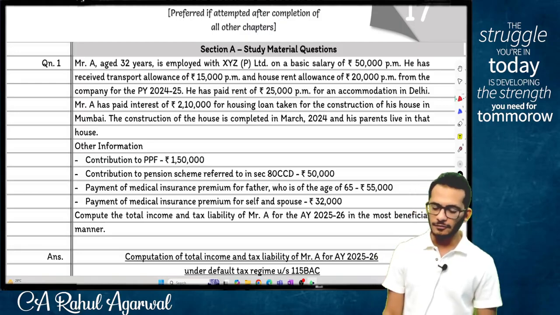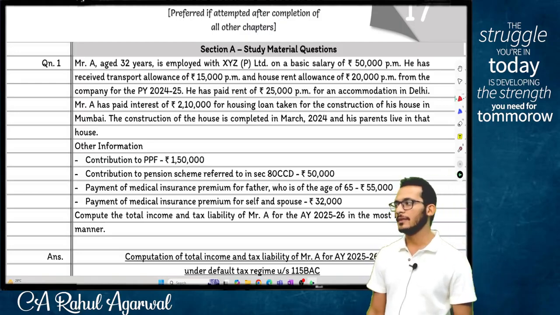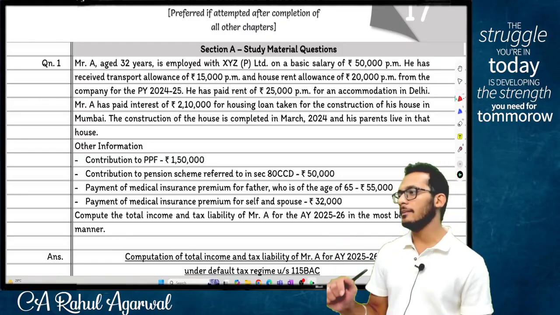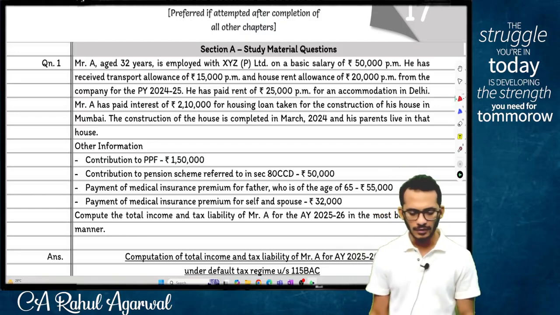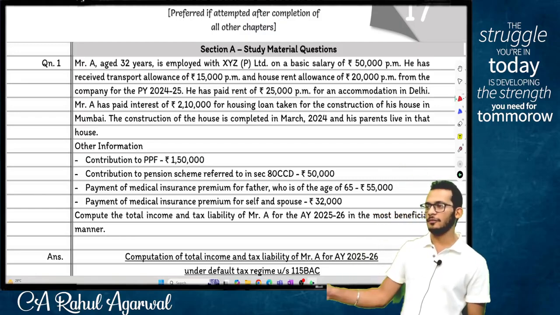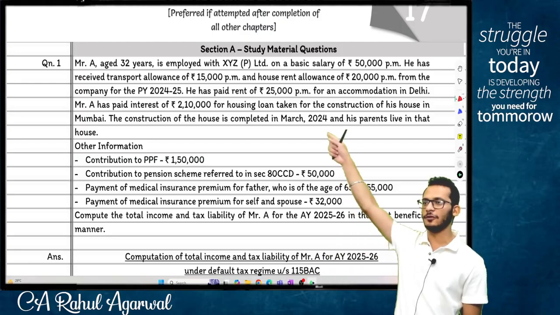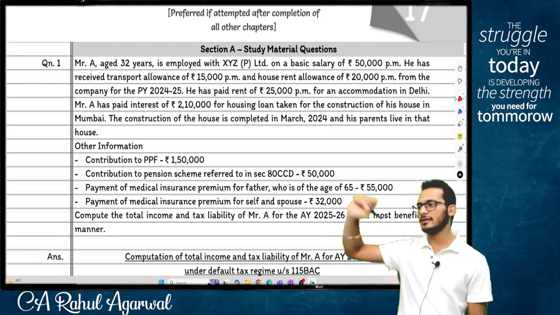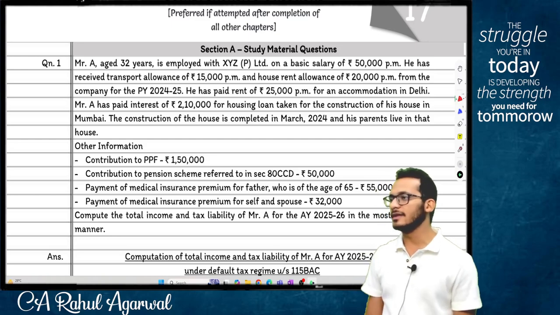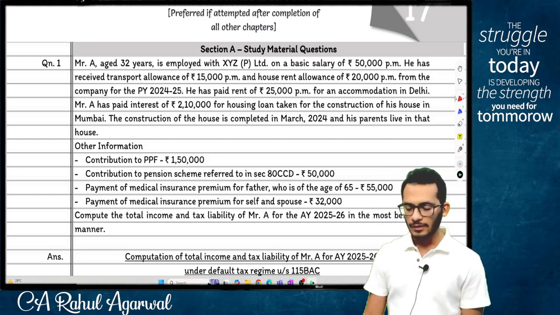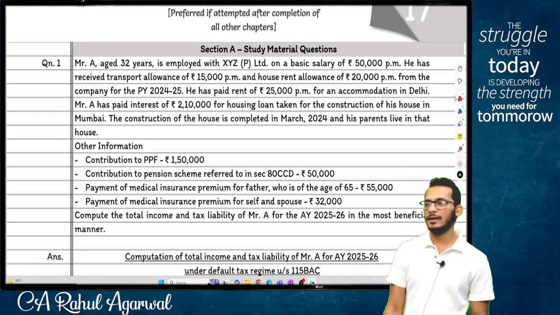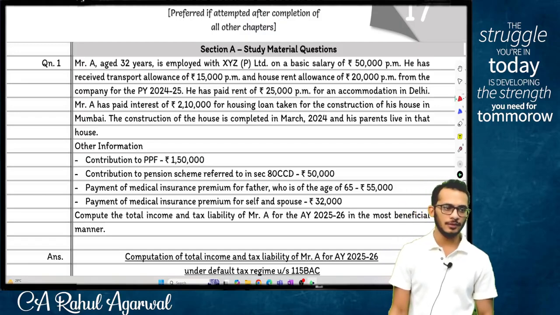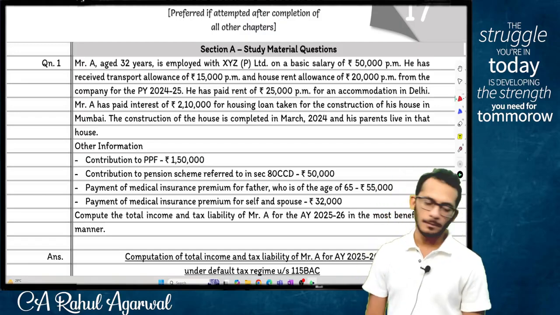Payment of medical insurance for father who is aged 65, 80D. I have paid for father, senior citizen, allowed, very good, allowed 50,000. Payment of medical insurance for self and spouse. People, whenever self comes, always first check the age. Check the age. It's 32. Person is a normal citizen, gets 25,000. You're required to compute the income tax and total income in the manner most beneficial to the assessee. I want both the regimes.